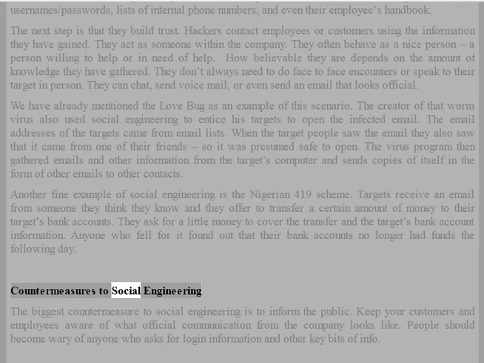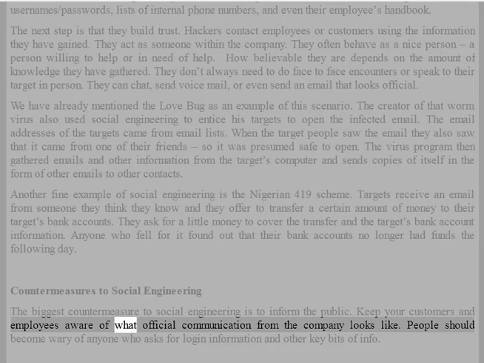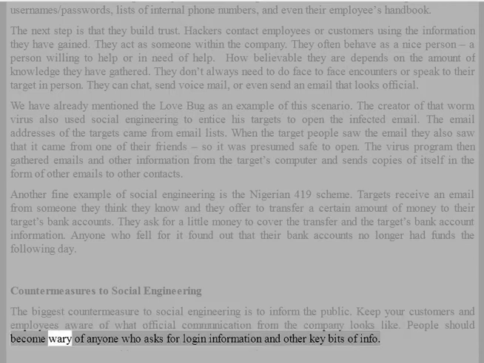Countermeasures to social engineering. The biggest countermeasure to social engineering is to inform the public. Keep your customers and employees aware of what official communication from the company looks like. People should become wary of anyone who asks for login information and other key bits of info.